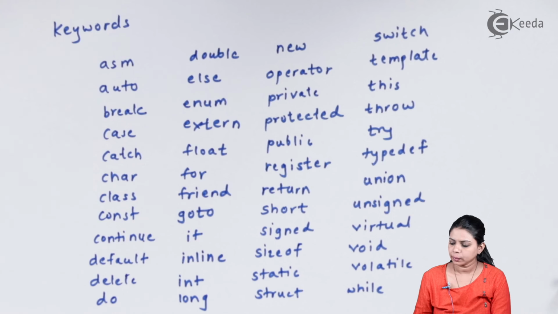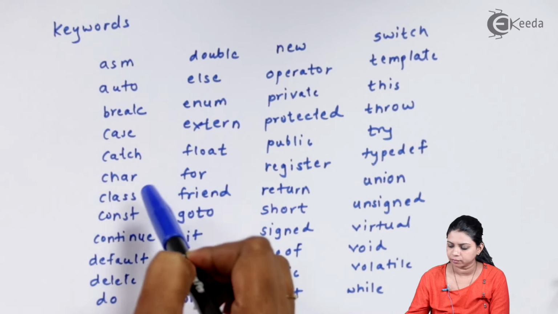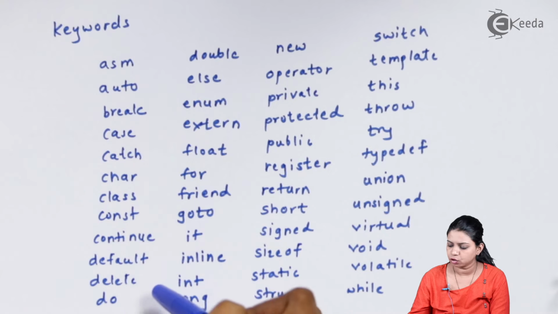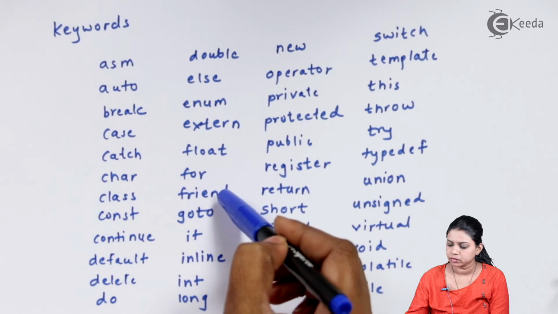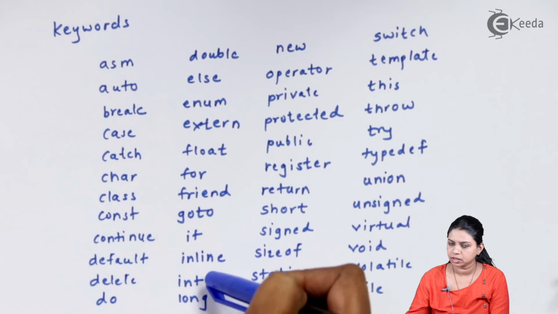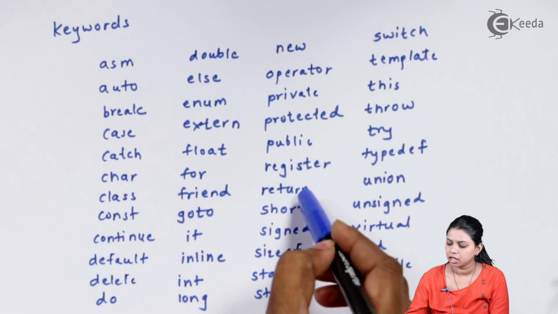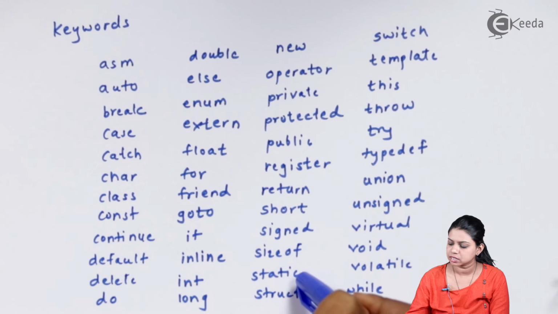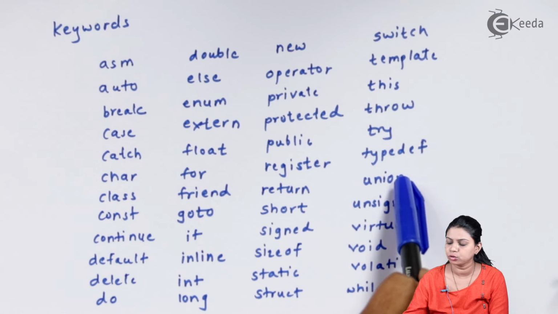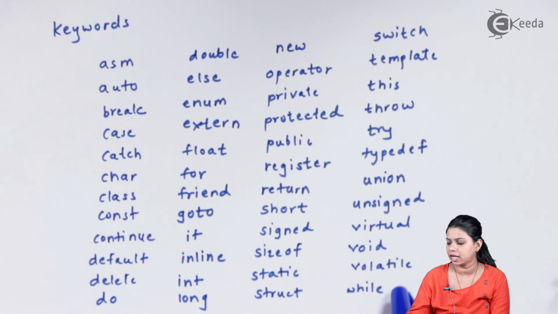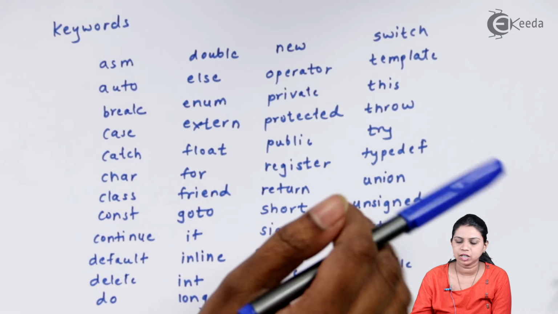So let us go through each keyword: asm, auto, break, case, catch, char, class, const, continue, default, delete, do, double, else, enum, extern, float, for, friend, goto, if, inline, int, long, new, operator, private, protected, public, register, return, short, signed, sizeof, static, struct, switch, template, this, throw, try, typedef, union, unsigned, virtual, void, volatile, and while. These are around 48 keywords which are there in the C++ compiler. We'll understand the meaning of each and every keyword as we go ahead.